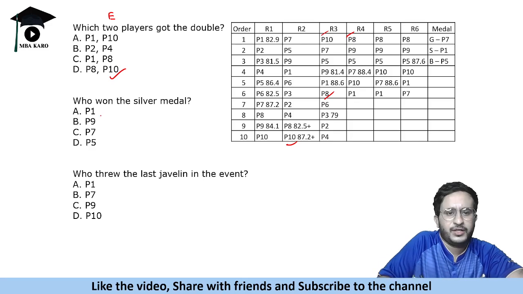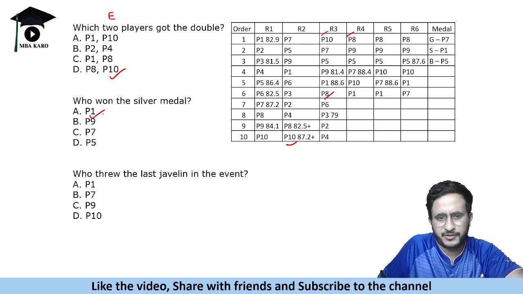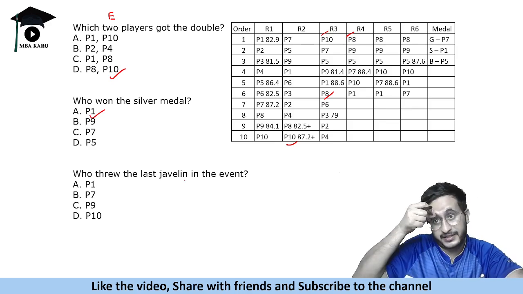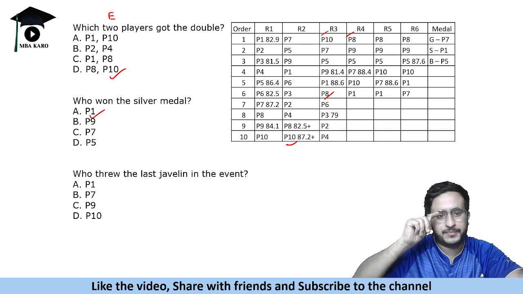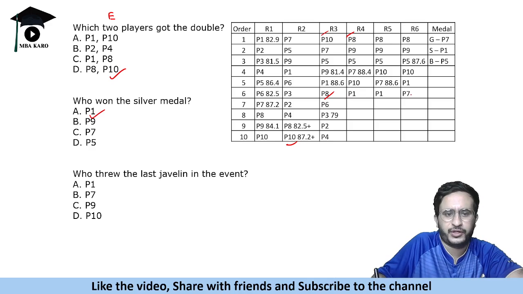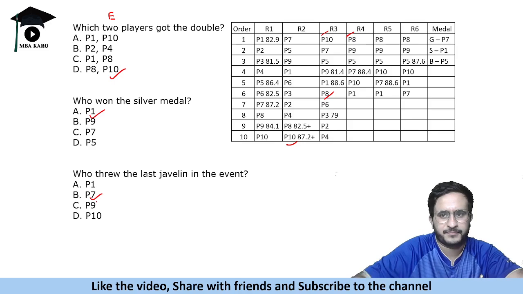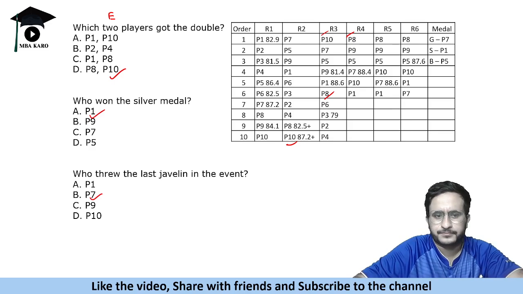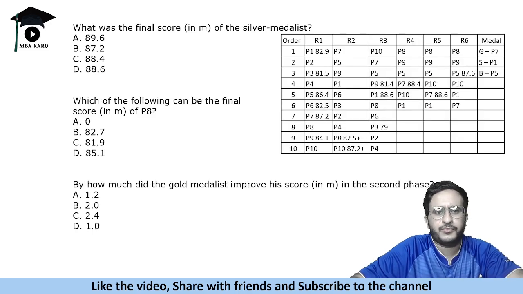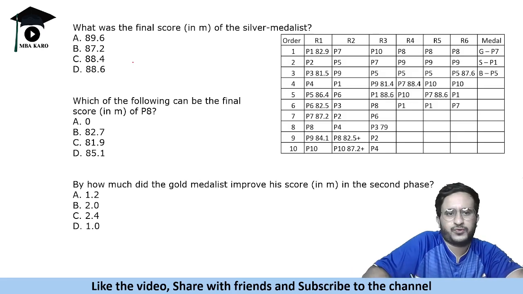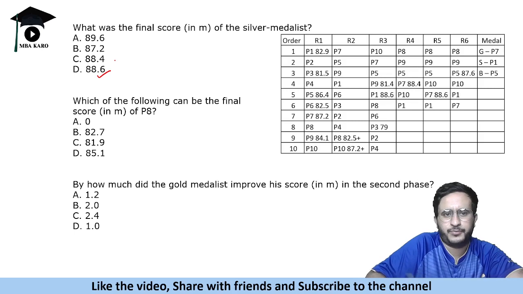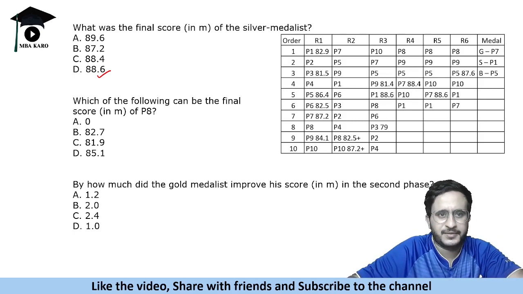Next is, who won the silver medal? So that was a tricky question. P1 was the silver medal winner. Who threw the last javelin in the event? So we are seeing that they are throwing in the reverse order. So that is P7. What was the final score in meters of the silver medalist? So for the silver medalist, the score is 88.6.